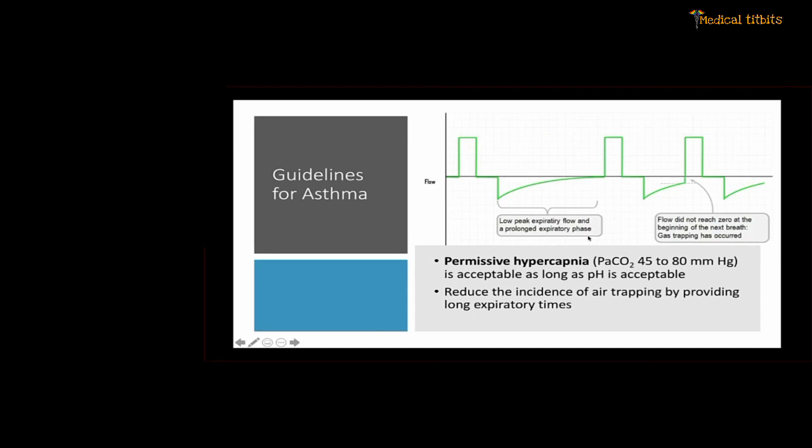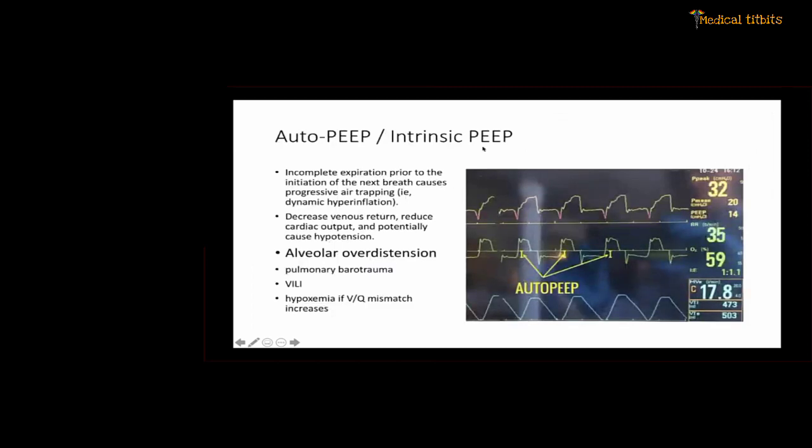This brings in two terminologies, something called intrinsic PEEP or auto PEEP. Auto PEEP is something automatically generated, or generated by default. PEEP is positive end expiratory pressure. So intrinsic PEEP is the positive pressure that develops because of inadequate exhalation. This is how it happens: inadequate exhalation, some amount of air is retained in the alveolar units, so there will be air trapping leading to auto PEEP. Auto PEEP, or intrinsic PEEP, is incomplete exhalation prior to the initiation of the next breath.